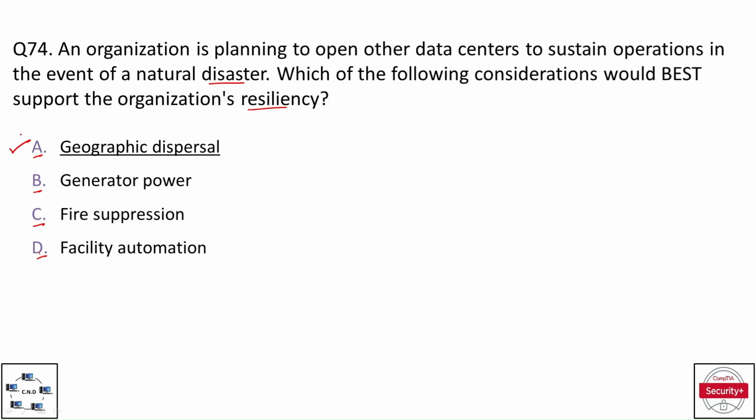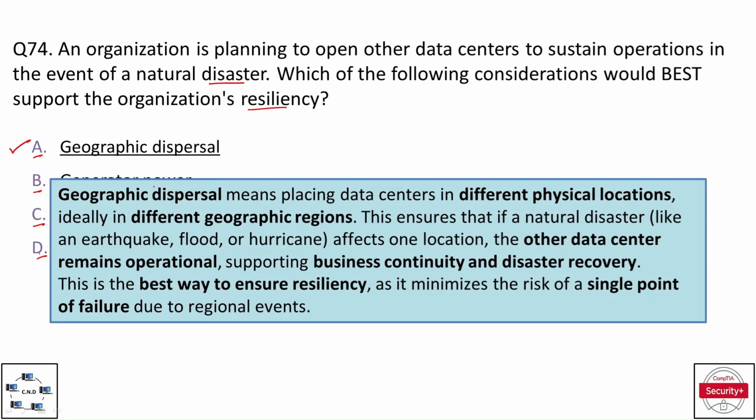option A, geographic dispersal. So geographic dispersal means placing data centers in different physical locations, ideally in different geographic regions. This ensures that if a natural disaster like an earthquake, flood, or hurricane affects one location, the other data center remains operational, supporting business continuity and disaster recovery. This is the best way to ensure resiliency as it minimizes the risk of a single point of failure due to regional events.